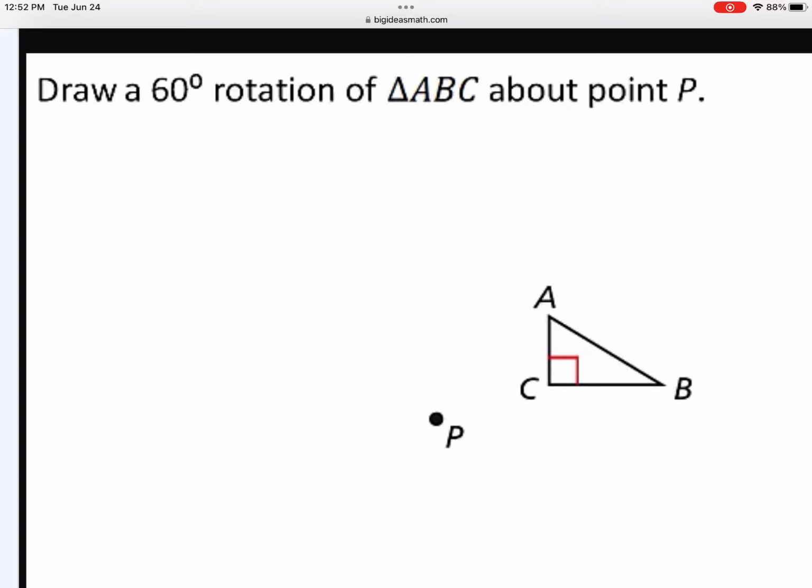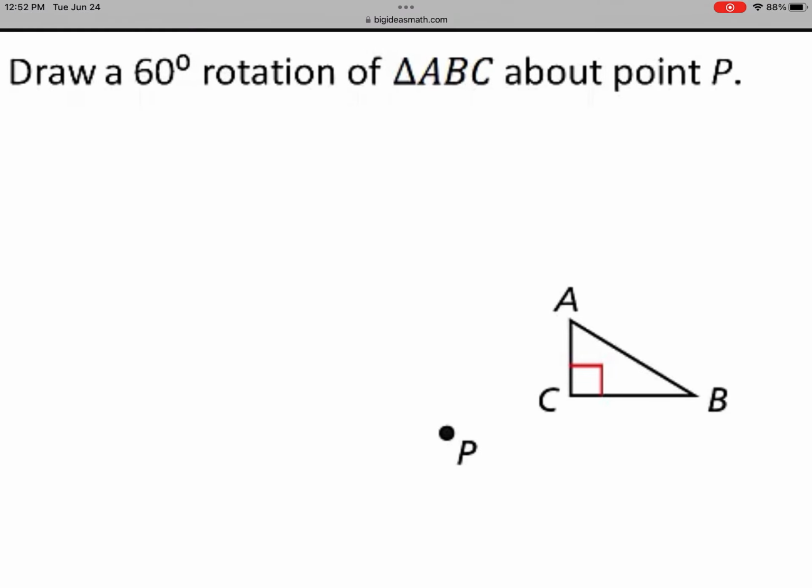60-degree rotation of triangle ABC about point P. First, draw a segment from P to A. Then use a protractor to draw a ray to form a 60-degree angle with segment PA. Next, draw A' along this ray so that PA' is equal to PA.